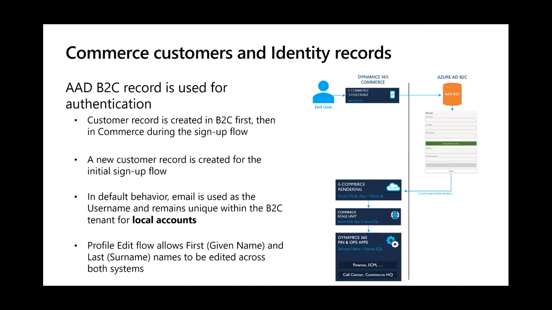Now that's default behavior for a new sign up for all local accounts. And again, B2C ensures the uniqueness of the username, the email that they're using for login. Now, the only data shared across both systems or synced across both systems is the first name and last name. So they have what they call a user flow in B2C, which does profile edit. And there we set the claims for the first name or given name and last name or surname. And that's the only occurrence where the data points are synced between both systems. Again, the bulk of the information for the customer will live in HQ moving forward.